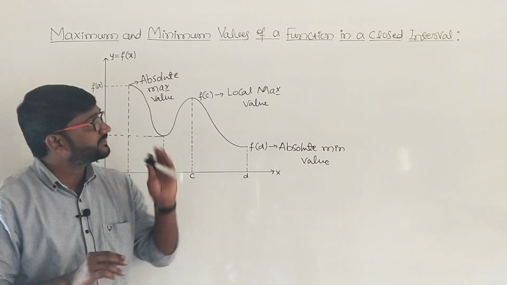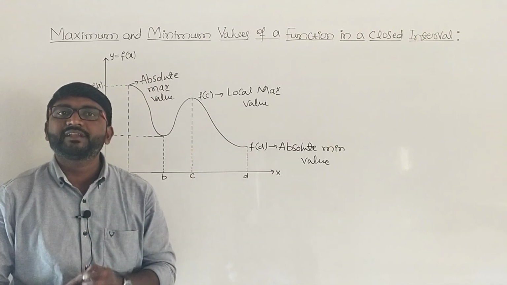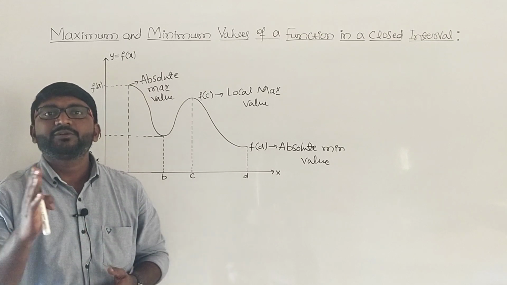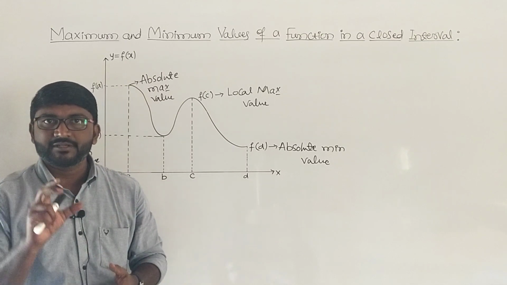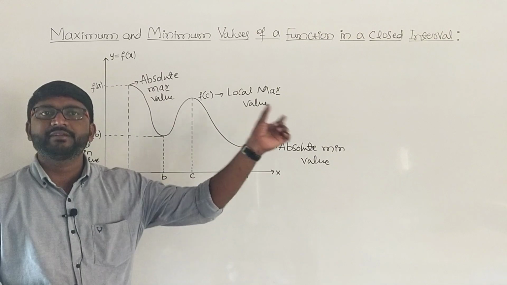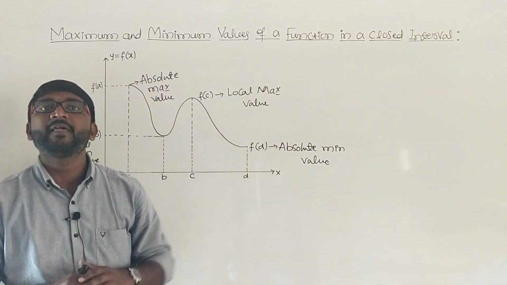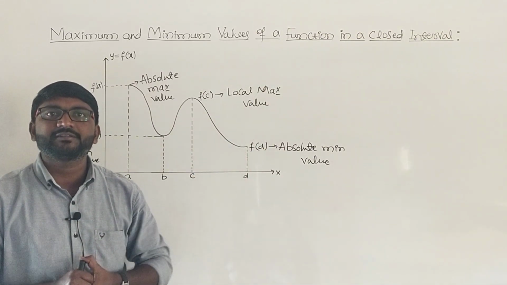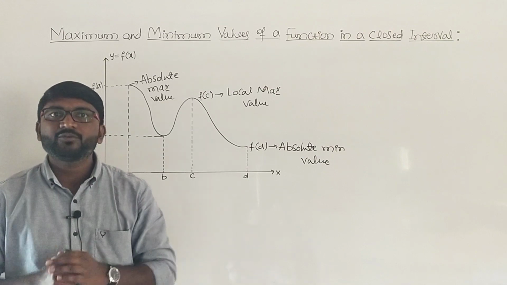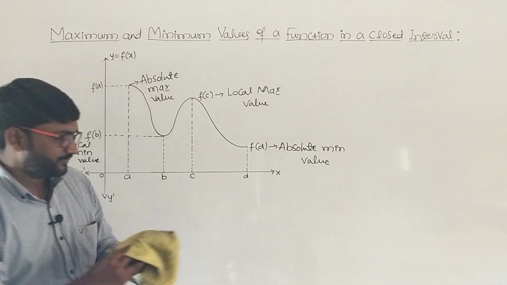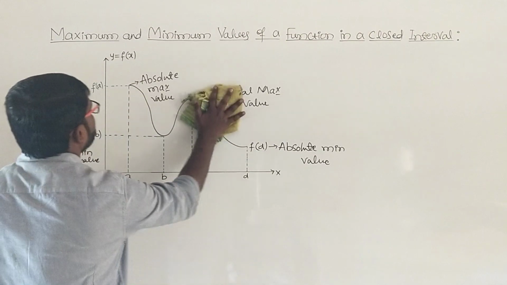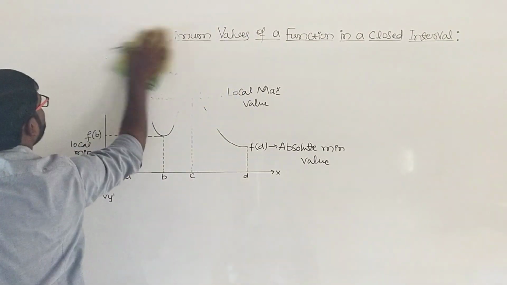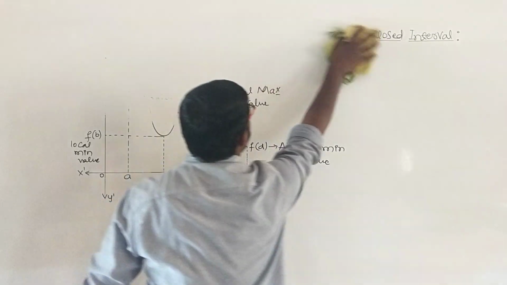With the help of this knowledge we are going to give the working rule for finding the absolute maximum and absolute minimum values of a function. For example, if a function f of x is given, how do you find the absolute maxima and absolute minima? That working rule we are going to discuss now. So note this down.